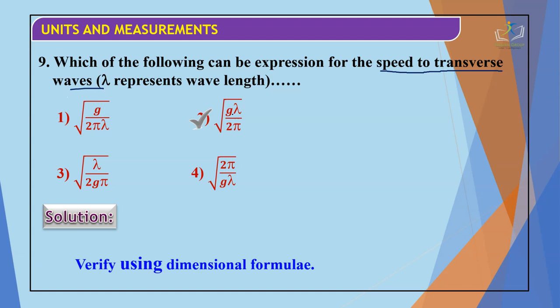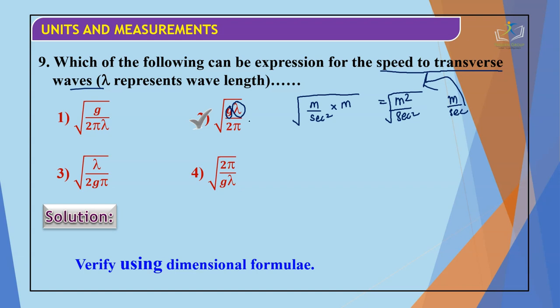For speed, g is what? In meter per second square. And I'm just putting the value of lambda, which is meter. So this becomes meter square by second square, to the root. That means meter per second. And this is actually the unit of speed.